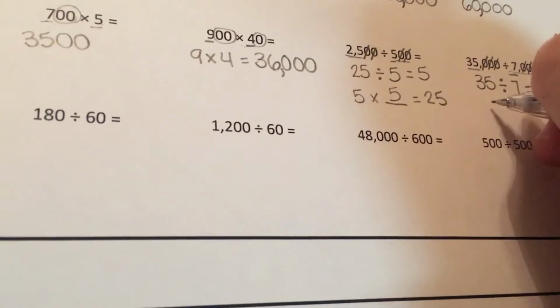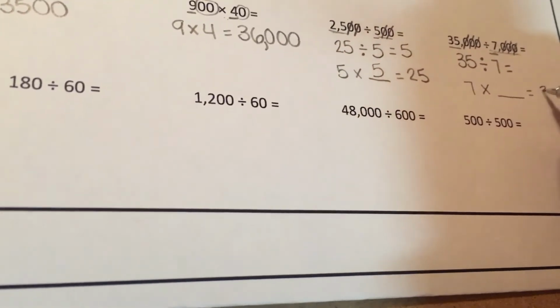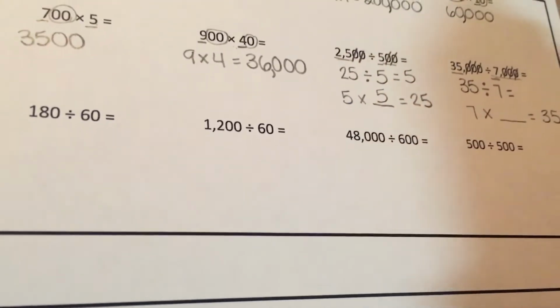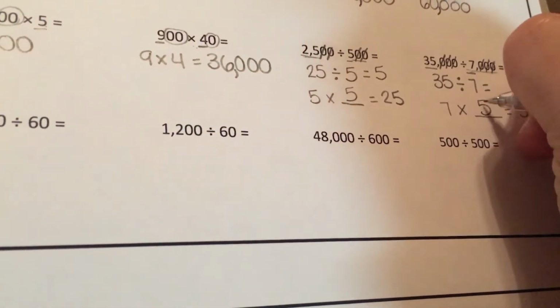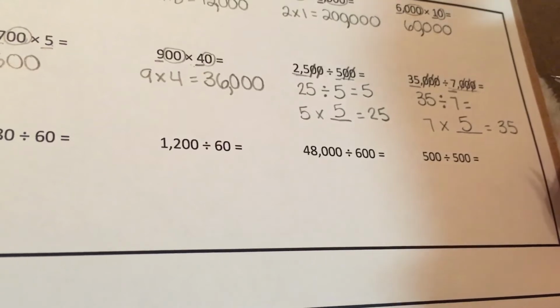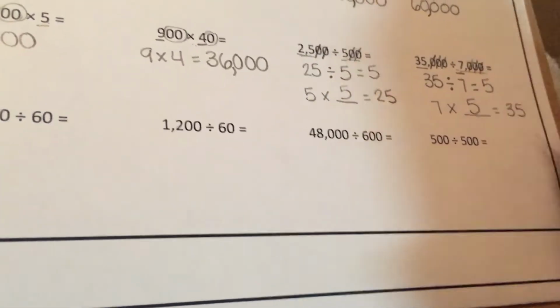I can also say 7 times what equals 35. Well, here again, I know that 7 times 5 gives me 35. So 35 divided by 7 equals 5.